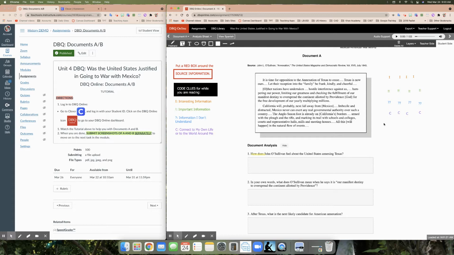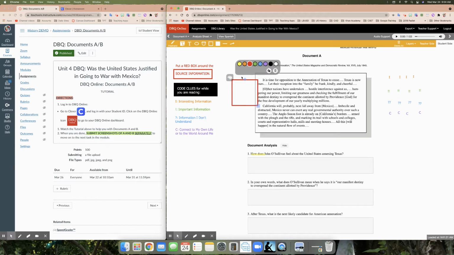All right, so again, we want to use these at least 2 times, if not more, while we are reading. And then we also want to make sure that we put a red box around our source information, which is the very first thing that we'll see. So we have the source is John L. O'Sullivan, which we know is the reporter who came up with the idea of manifest destiny. This is an excerpt from the article Annexation, which we just reviewed is when a state is added to the country as a whole. The United States Magazine and Democratic Review, Volume 17, July 1845. So that's my source information.